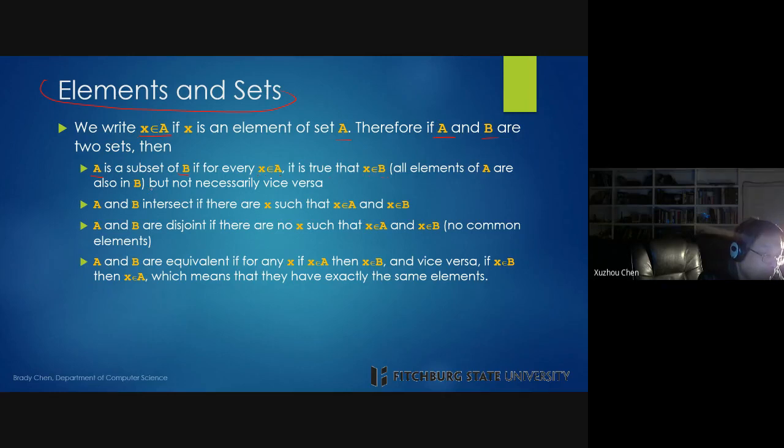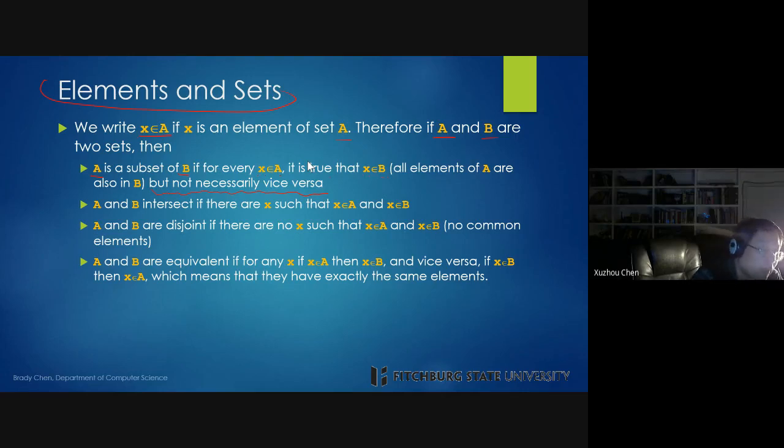But not necessarily vice versa. If all elements of A are also in B, A is a subset of B, but not the other way around. It could be the other way is also true. In that case, A and B are equivalent, right?